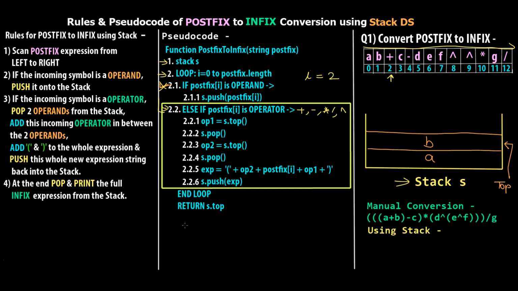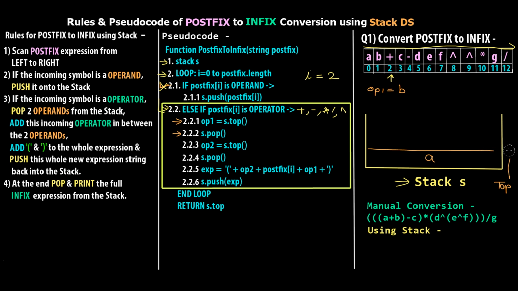So let's write op1 over here itself. op1 is equal to s.top. What is the stack of top right now? It is B. So op1 will be B. So this is done. Then 2.2.2 says s.pop, which means we have to remove this B outside this stack. Just remove it out because we've stored it in the variable op1.